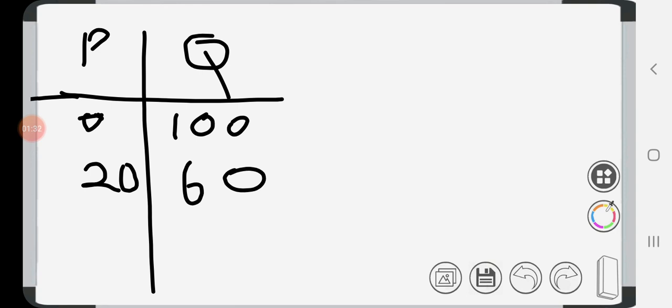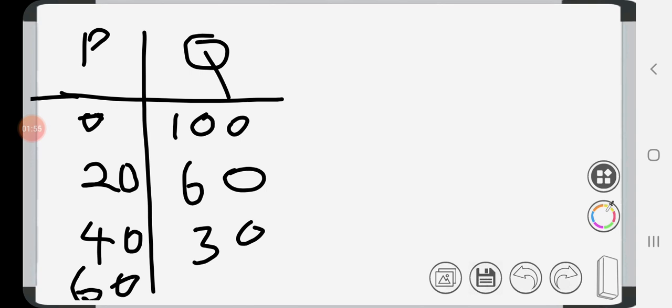And if the price goes up, and this is because you wanted it so badly, you're still willing to pay more. Now, if the price went up to 40, you might only consume about, let's say, 30. And if it goes up to 60, you might only consume about 20. I'm just putting random numbers here as an example.